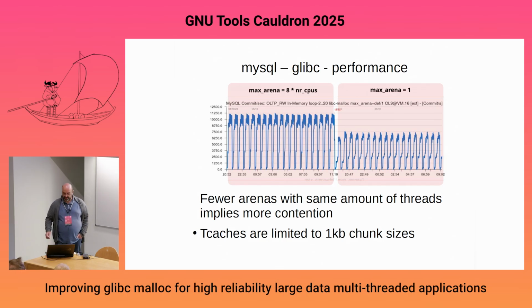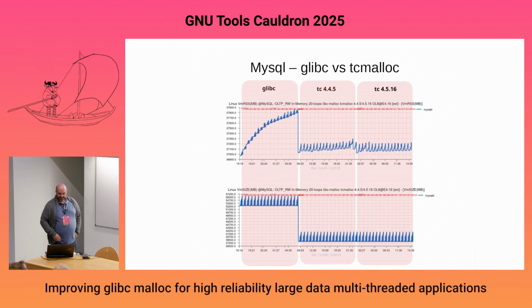So the solution was actually to, before that, I have another slide, which is a comparison between two different versions of TC malloc and the behavior of the default glibc with Max Arena at the default value. And you see that the RSS keeps growing, as we've seen before, and the VM size is double what the other allocators do, right? TC, in this case, TC malloc.